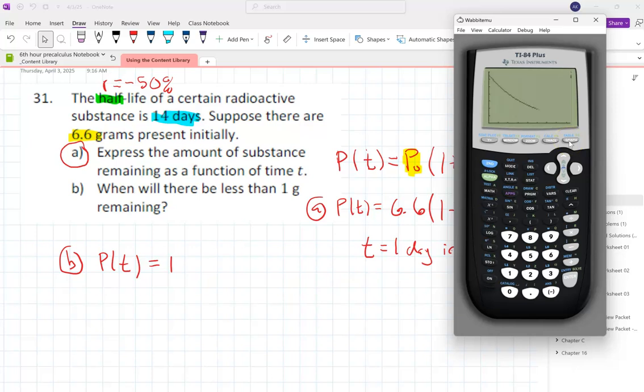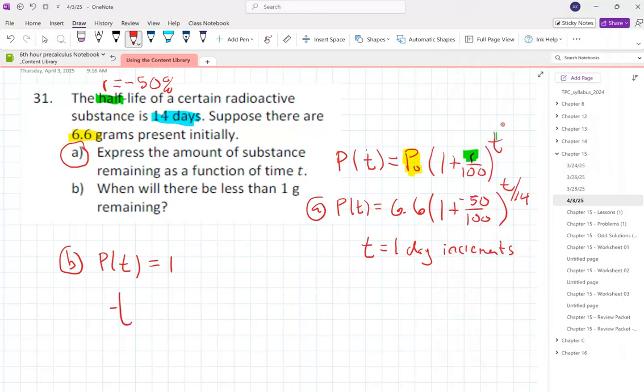So there's my decay curve. There's my line for y equals 1. That's my intersection right over there. So second trace, intersect command, enter, enter, enter. And I will get about 38.1 days.